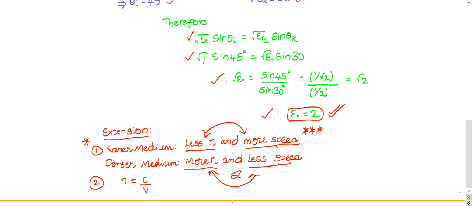I have given the relationships in point 2. It indicates refractive index is nothing but c by v, where c is 3 into 10 power 8, the speed of light in vacuum. So refractive index and speed are inversely proportional. If refractive index is high, then speed will be low. If speed is high, refractive index will be low. Opposite: rarer medium, less refractive index, more speed. Denser medium, more refractive index, less speed.